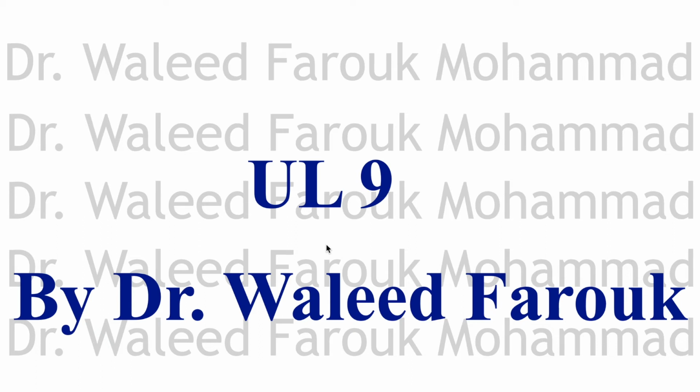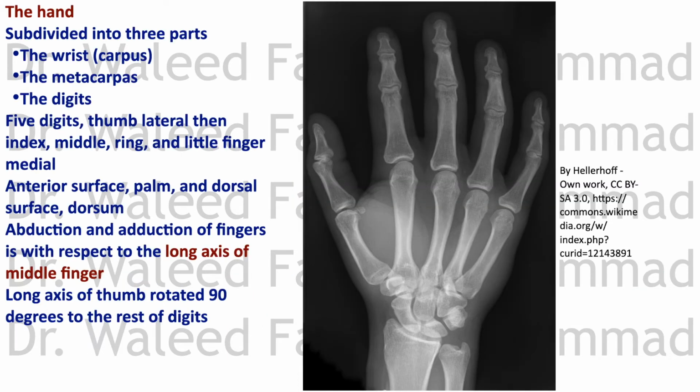In this lecture we will start discussing the hand. It's the osteology and fascia. So let's begin. The hand, in anatomy, is subdivided into three parts: the wrist, which is the carpus, the metacarpus, and the digits. Okay, carpus, metacarpus, and digits.